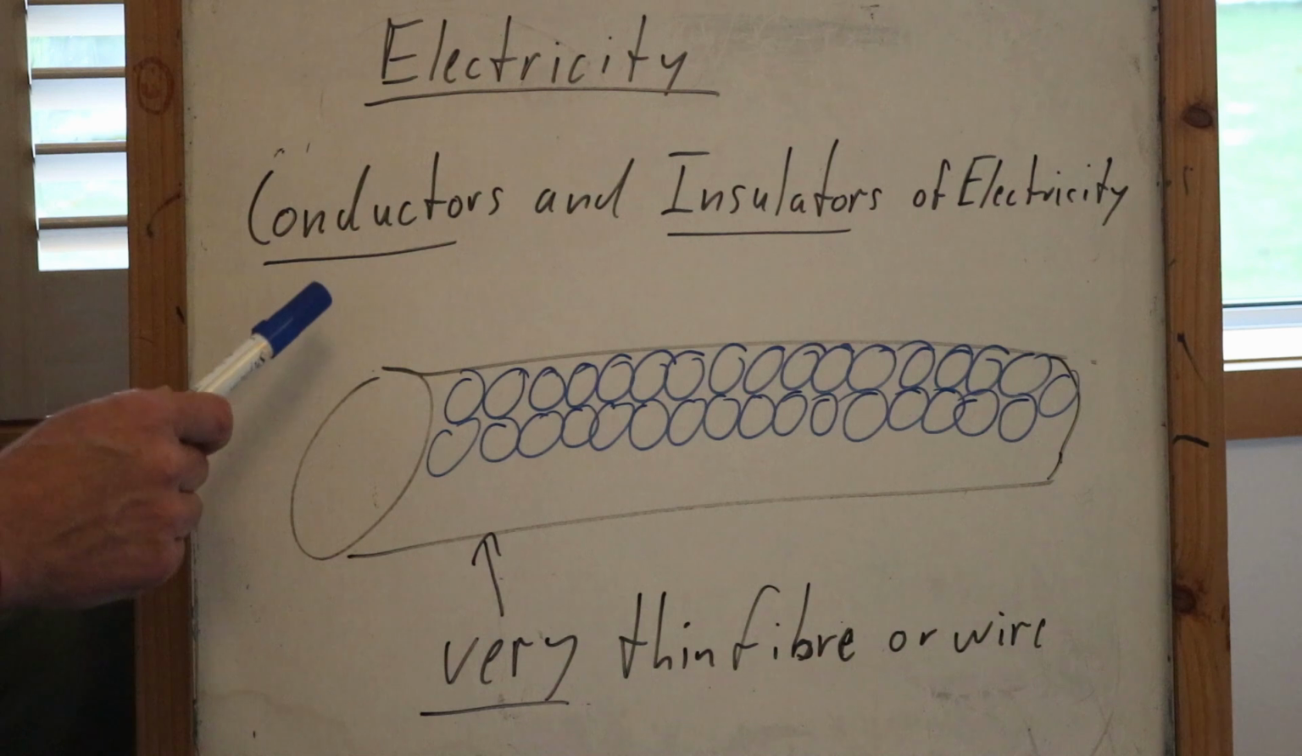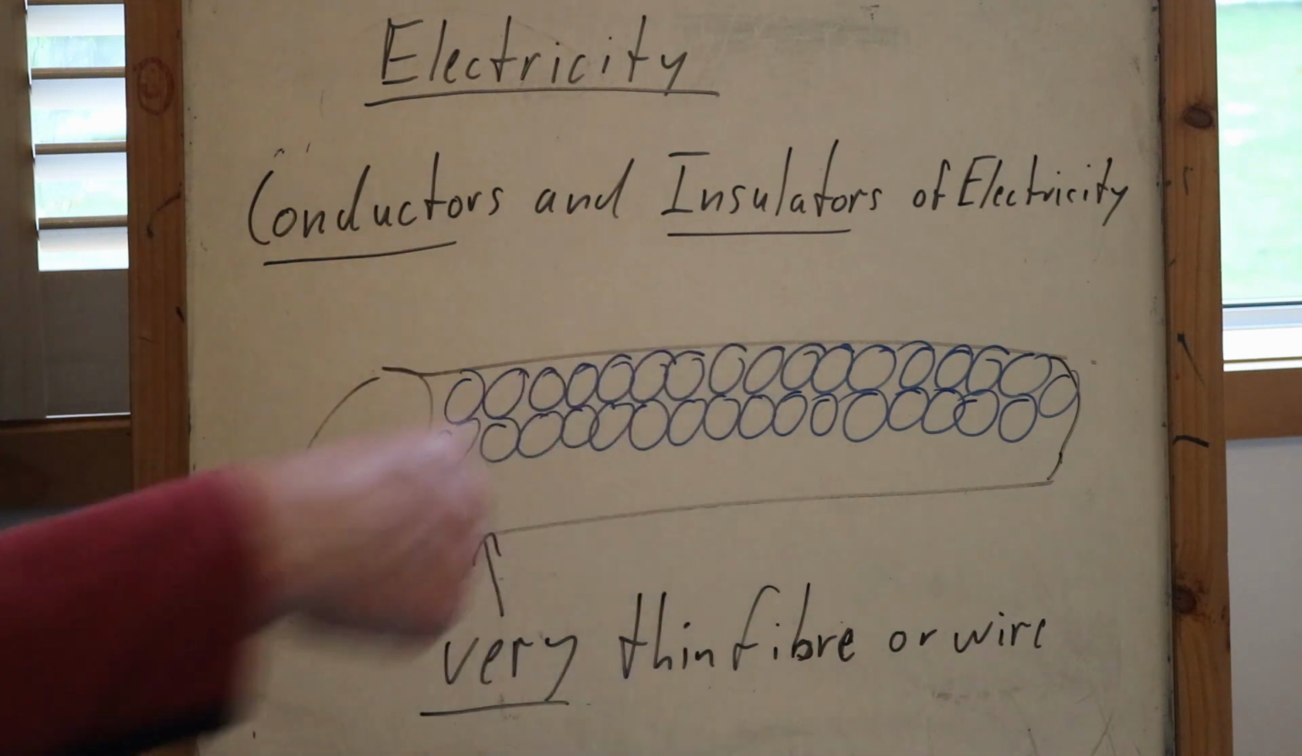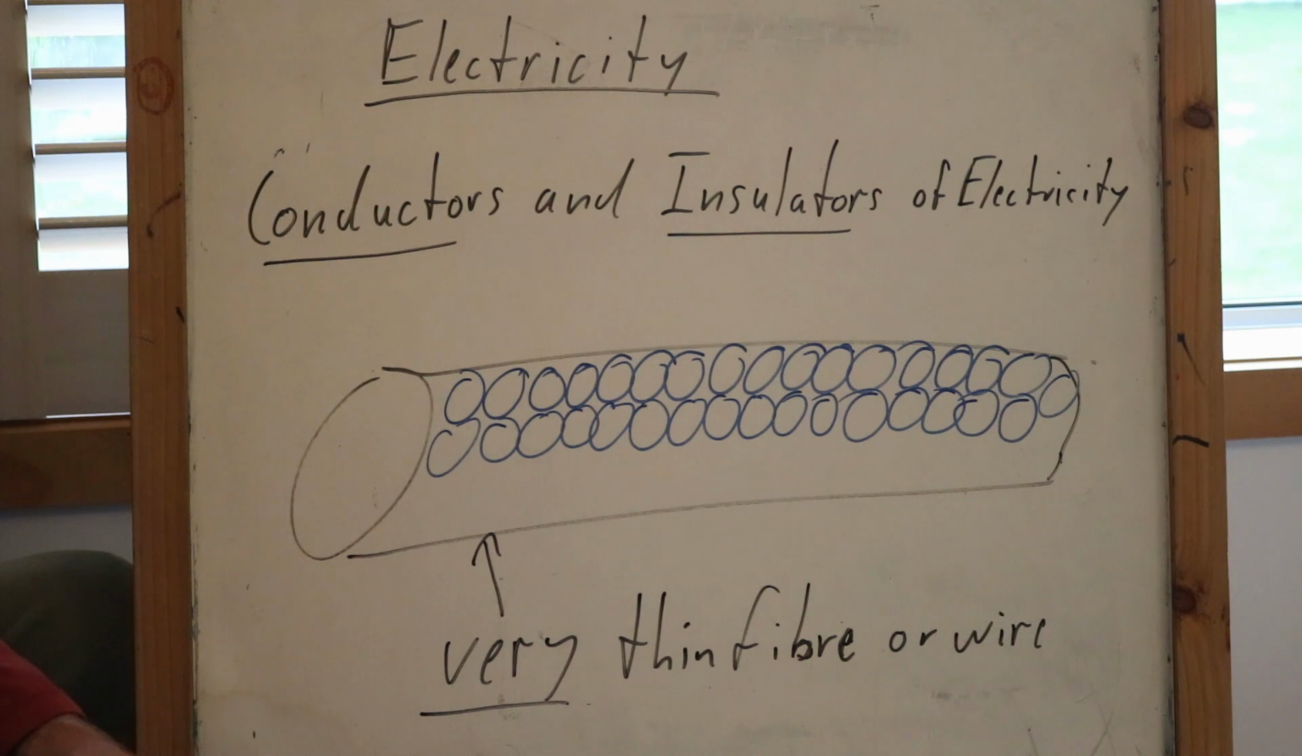Okay, so conductors and insulators of electricity. Now, what I've drawn here is meant to represent an extremely thin fiber or little piece of wire. It has to be extremely thin, because if these circles are meant to represent atoms, and that's what I was trying to show here, then this fiber would be incredibly thin. You would have to chop a hair lengthwise at least 1,000,000 times, and then it's still too thick. Okay, doesn't matter. So we can see some atoms within a piece of material.